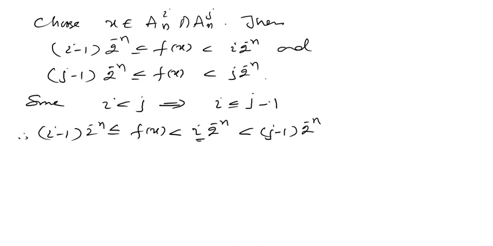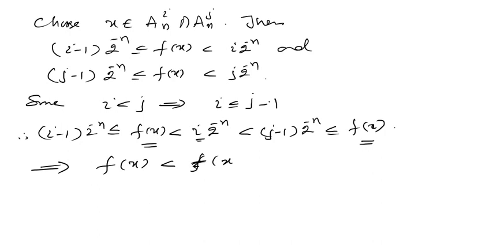Now what's (j minus 1) 2 power minus n? It's less than or equal to f(x). That is all I need. Now from this we conclude that f(x) is strictly less than f(x), which is a contradiction. Why is it a contradiction? f(x) is strictly less than f(x), which is a contradiction.